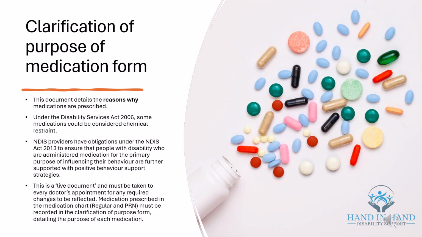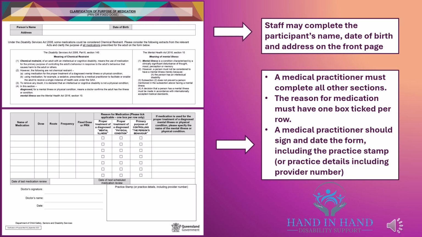Medication prescribed in the medication chart, regular and PRN, must be recorded in the clarification of purpose form, detailing the purpose of each medication. Here's an example of a clarification of purpose of medication form. Staff may complete the participant's name, date of birth, and address on the front page. A medical practitioner must complete all other sections. The reason for medication must have one box ticked per row. A medical practitioner should sign and date the form, including the practice stamp or practice details, including provider number.